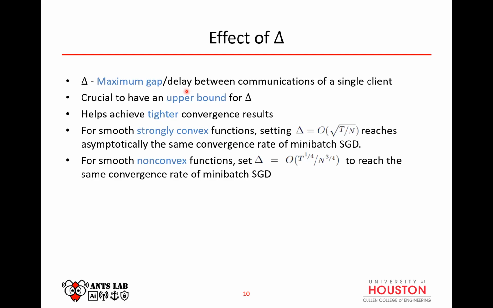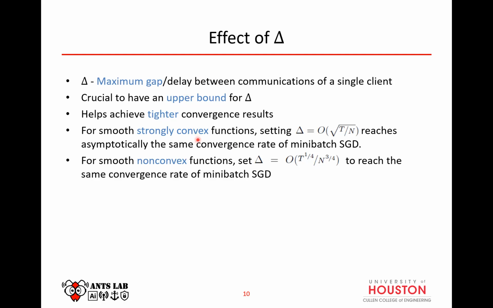So delta is the maximum gap that can happen between two communications of one single client. Or you can think of this as a maximum delay. This is the maximum threshold that you set between the communications. In this asynchronous paper, they show that it is very important to have an upper bound for this. They say that if you do not have an upper bound, then the convergence may be difficult. And they show that this delta helps them achieve tighter convergence results.